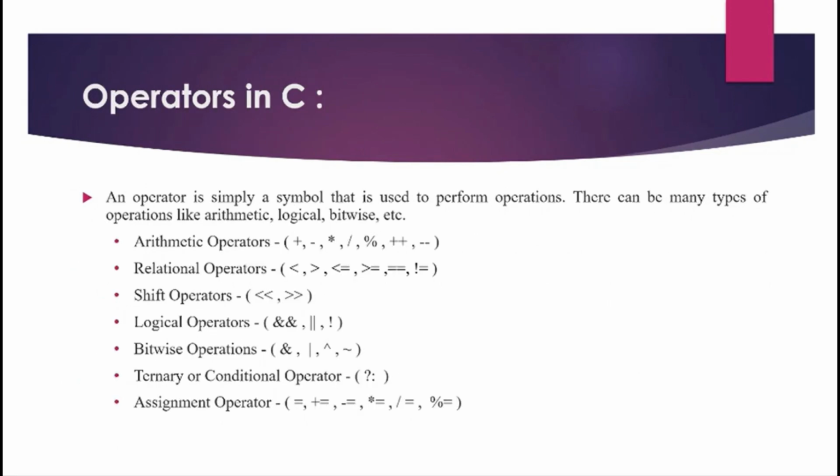Operators in C. An operator is simply a symbol that is used to perform operations. There can be many types of operations like arithmetic, logic, bitwise, etc. These are the arithmetic operator, relational operator, shift operator, logic operator, bitwise operator, and assignment operator.